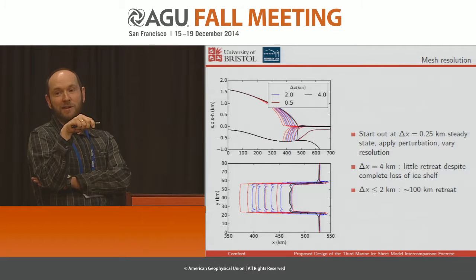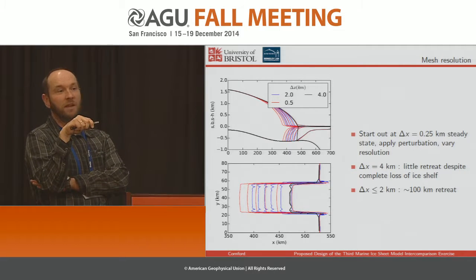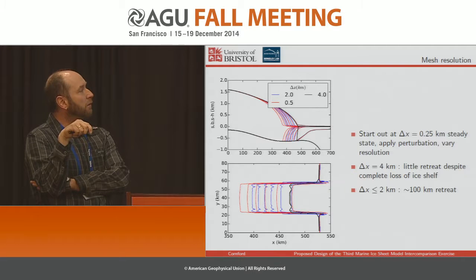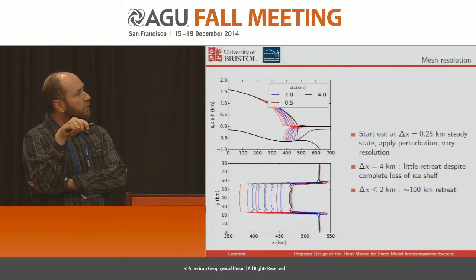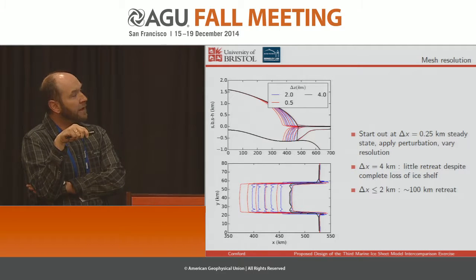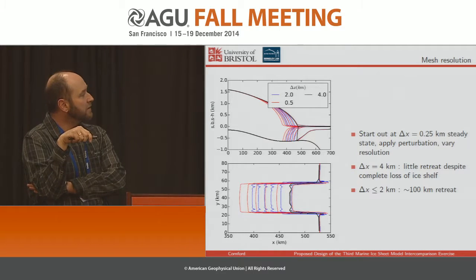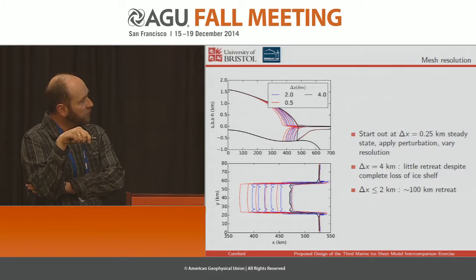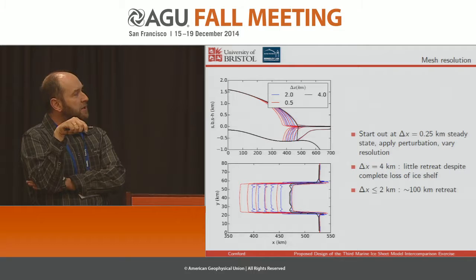And then I've interpolated it onto coarser resolution meshes and applied the melt rate. The notable thing here is that at 4 kilometres resolution, despite the complete loss of the ice shelf, the grounding line hasn't gone anywhere at all. You can see this cluster of bright lines where it hasn't moved. But as soon as I move to better resolutions, that behaviour goes away.